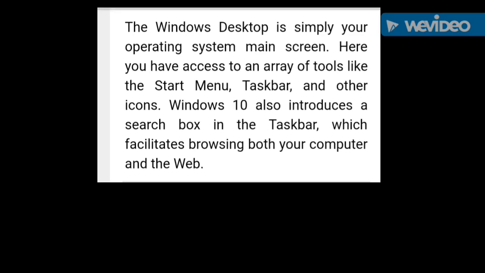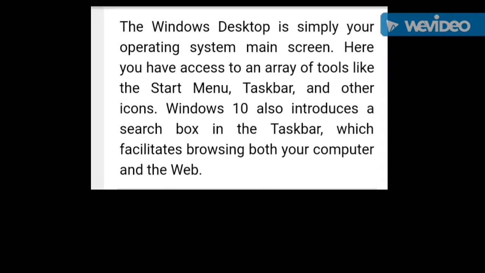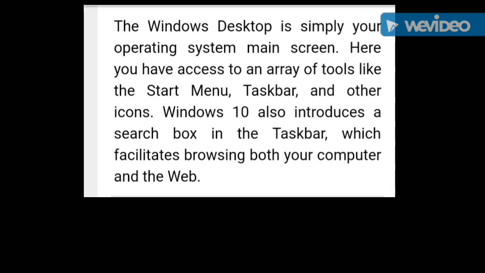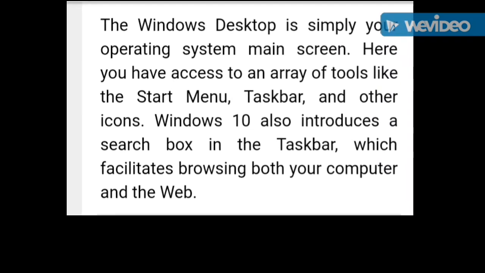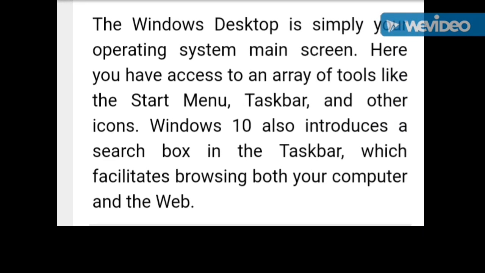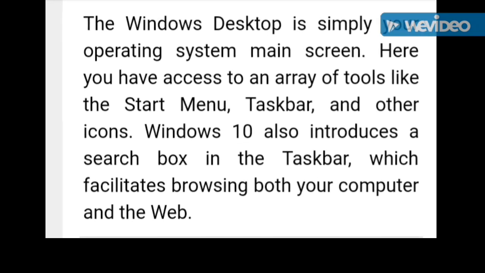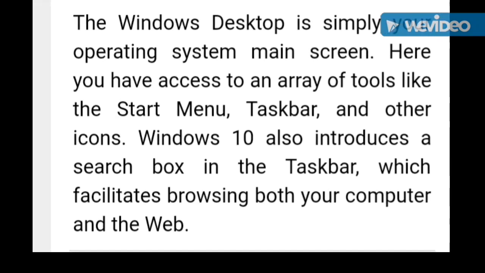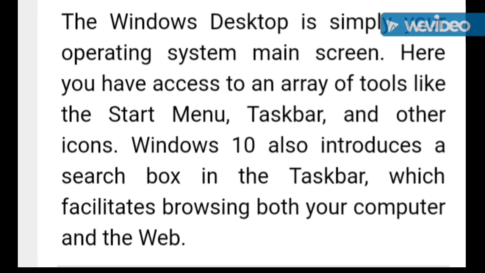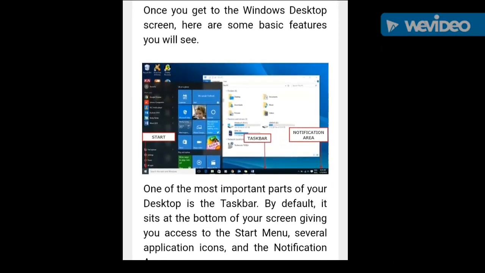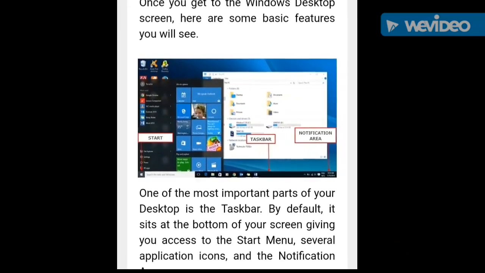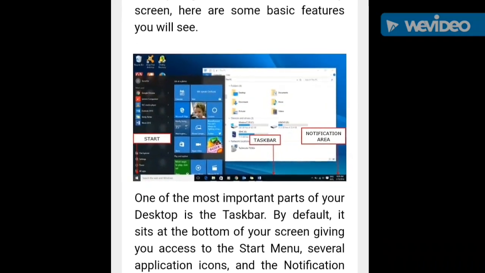The Windows 10 desktop is simply your operating system main screen. Here you have access to an array of tools like the start menu, taskbar, and other icons. Windows 10 also introduces a search box in the taskbar, which facilitates browsing both your computer and the web. So, once you get the Windows desktop screen, here are some basic features you will see.